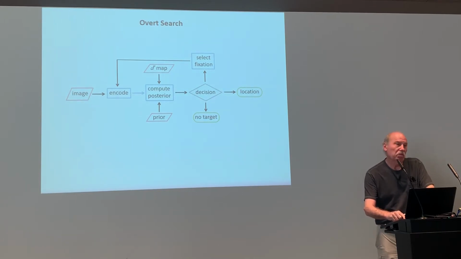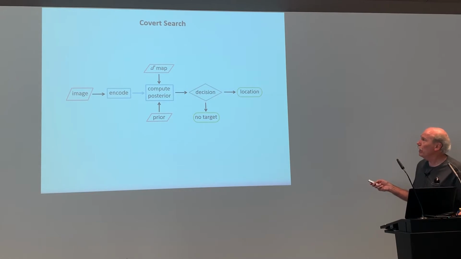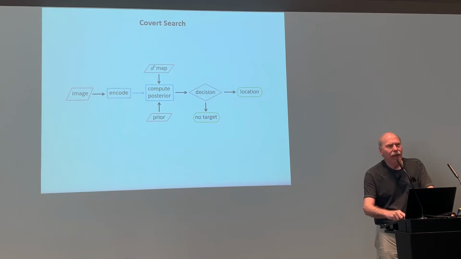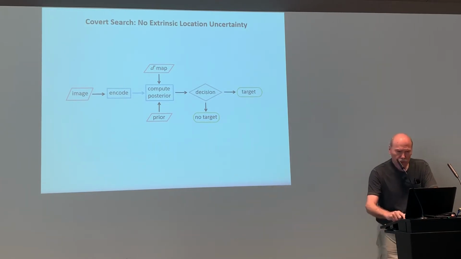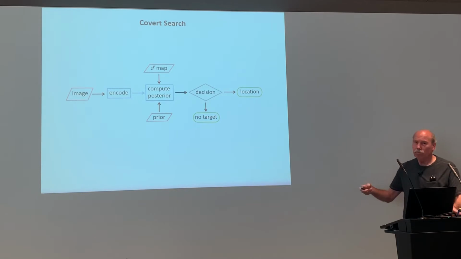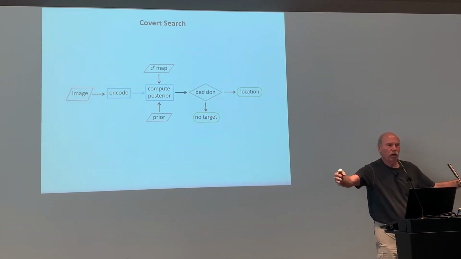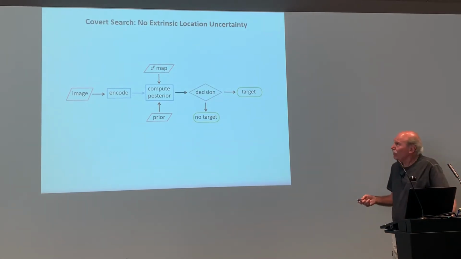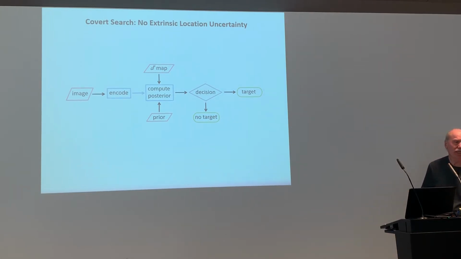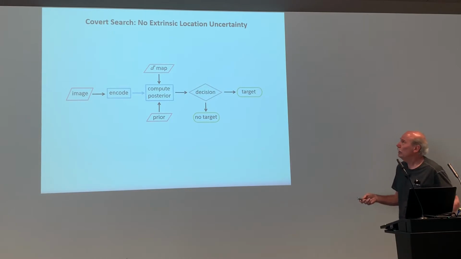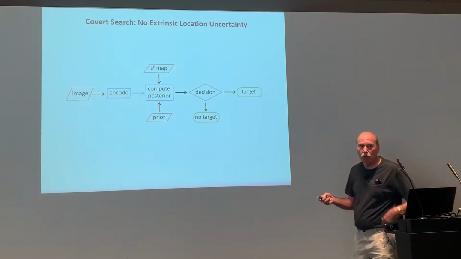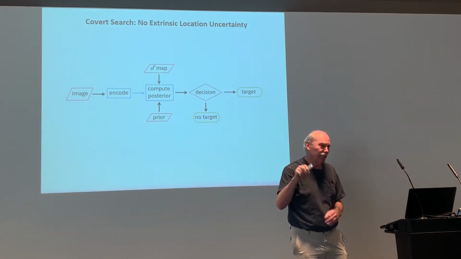That's overt search. Covert search is basically the same thing, except that you don't get to make an eye movement. It's a one-shot deal on a saccade. And then this might be a little bit stranger. In covert search, of course, there's some external uncertainty about where the object might be located. There's just some external prior. But even if you know right where the target is, especially depending on where it is in the visual field, there's intrinsic location uncertainty in your visual system. And that means that even when you're searching for something where the target's known on every trial, it's still a search task.